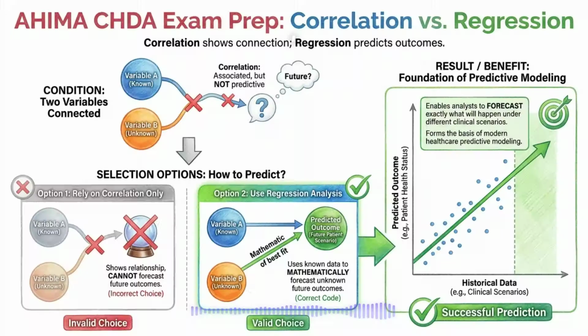While correlation tells you that two variables are connected, it cannot predict the future, which is exactly why we use regression analysis. Regression analysis takes the concept of correlation a massive step further by allowing you to use one known variable to mathematically predict an unknown outcome. By taking historical data and drawing a mathematical line of best fit, analysts can forecast exactly what will happen to a patient under different clinical scenarios. This powerful concept forms the very foundation of modern predictive modeling in healthcare.